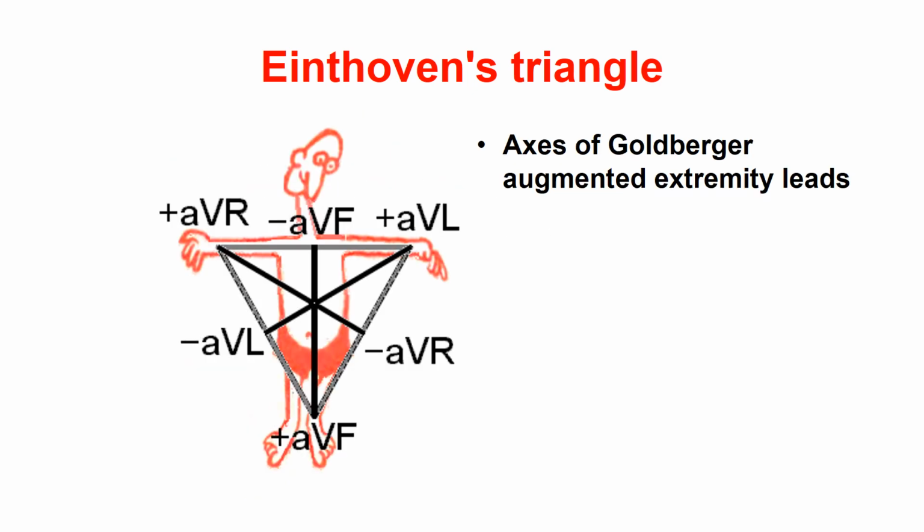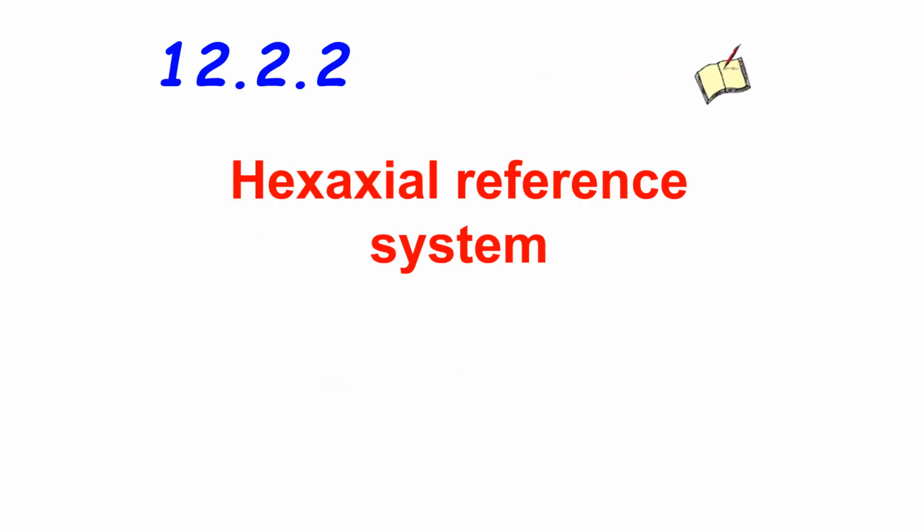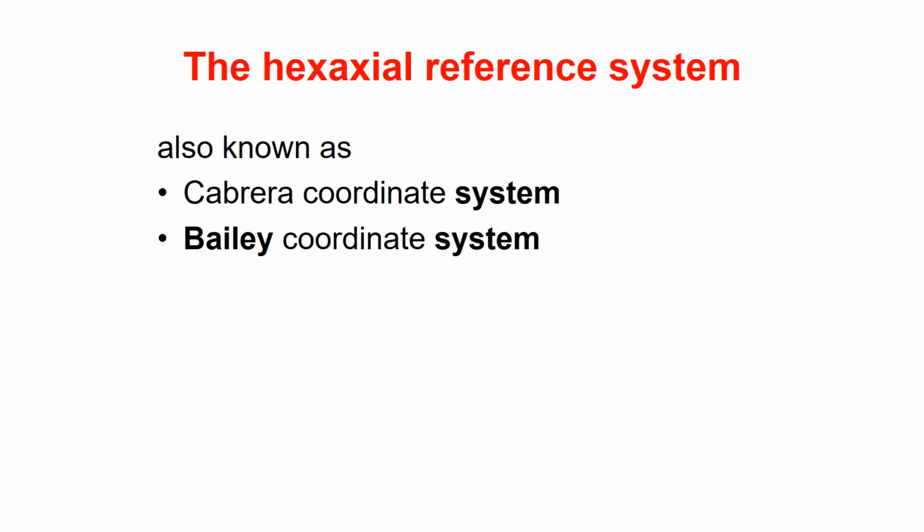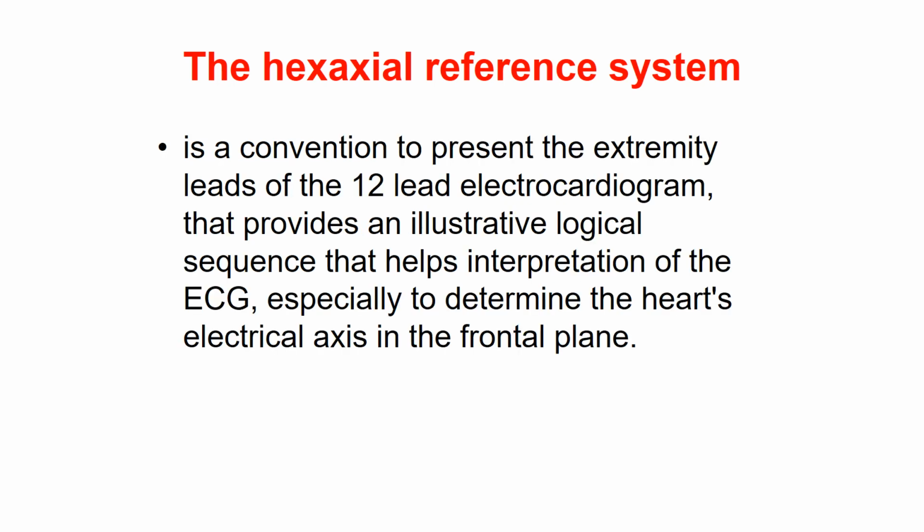Axes of Goldberger augmented extremity leads in Einthoven's triangle. Hexaxial reference system. Also known as the Cabrera coordinate system or Bailey coordinate system, the hexaxial reference system is a convention to present the extremity leads of the 12-lead electrocardiogram, that provides an illustrative logical sequence that helps interpretation of the ECG, especially to determine the heart's electrical axis in the frontal plane.